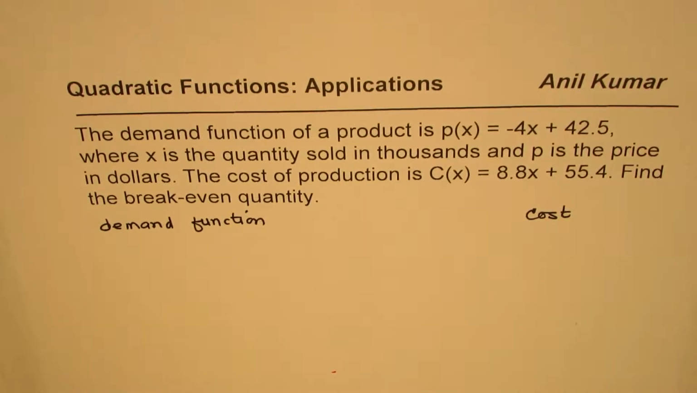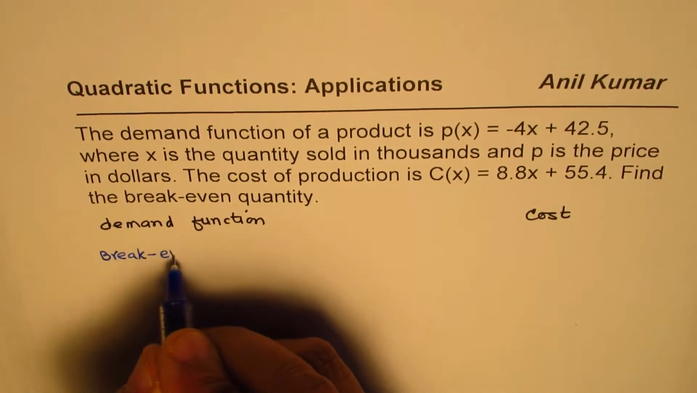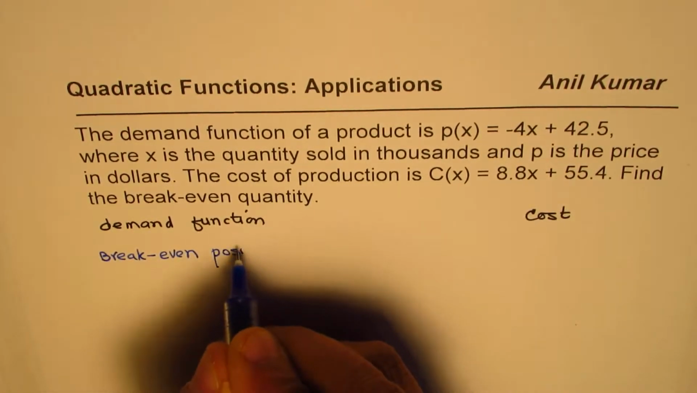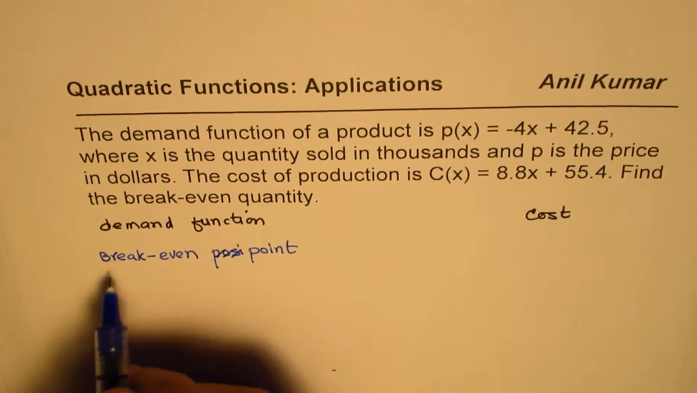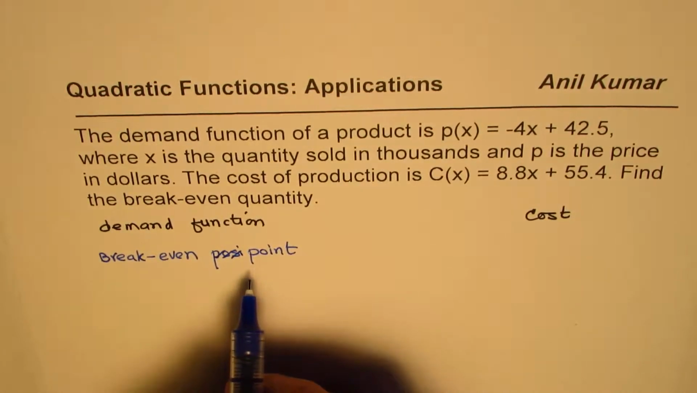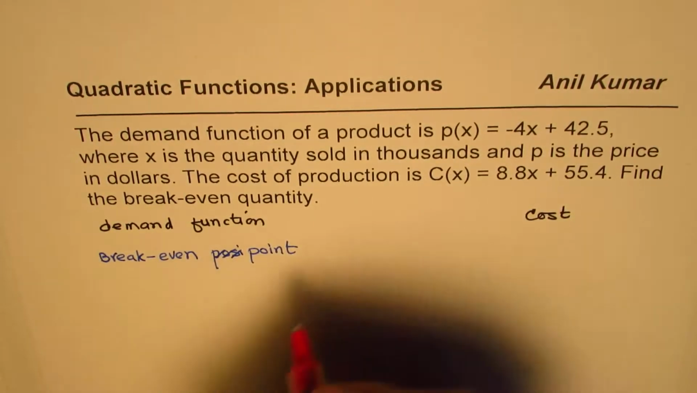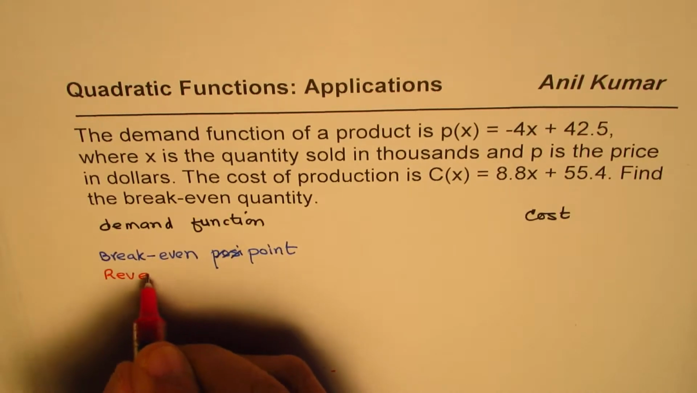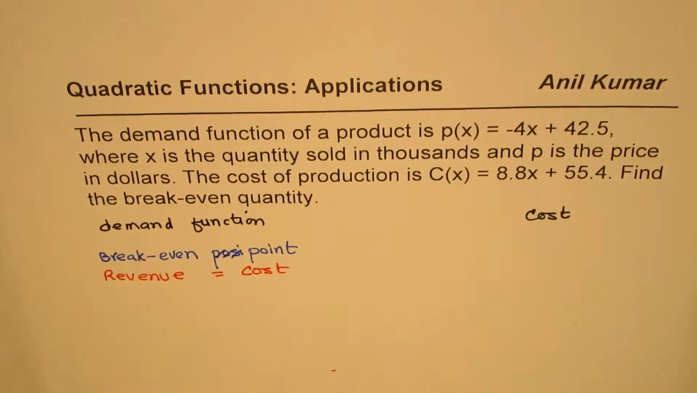Find the break-even point. Now the question is, what is the break-even point? Let's try to understand that part first, and then move forward. I'm writing it down: break-even point. The break-even point is somewhere in the business where revenue is equal to cost. So at the break-even point, important thing is revenue equals cost, right? So whatever investment has been done, by selling products, you get that much money, and so you break even.